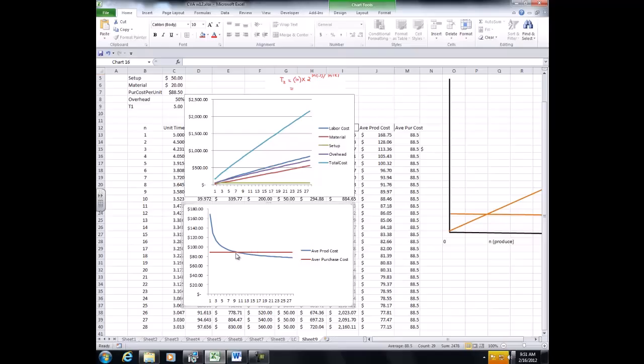The intersection point between the red line and the blue curve is around how many units? 9 and 10? Okay, so if you are going to need more than 10, the better approach would be to produce the part in-house. If you were needing less than 10, the better approach would be to purchase from vendor. Any questions?